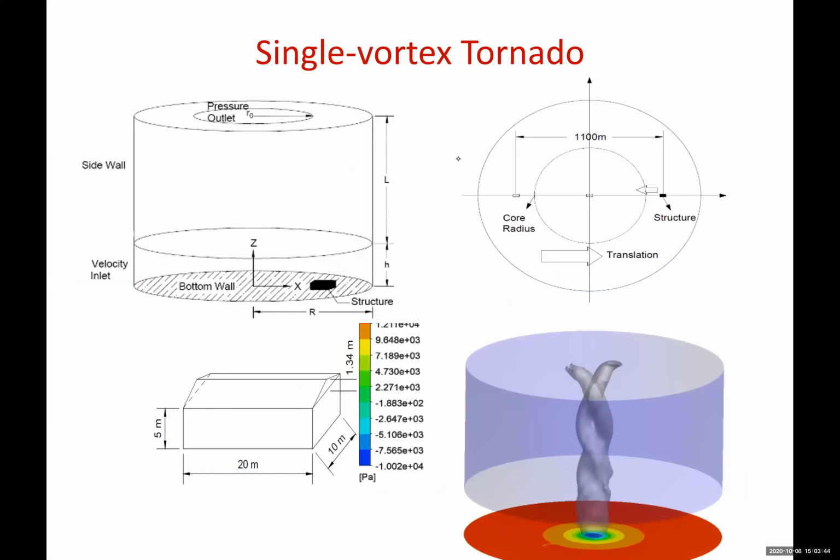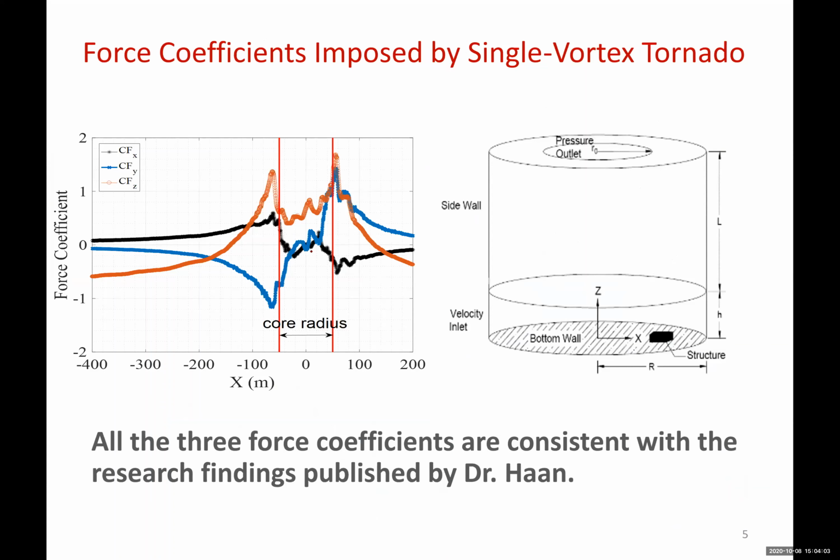In the computational domain of a single vortex tornado, let's include a gable-roofed building and examine the wind effects on the building when the tornado moves from the left to the right. To simulate this, the relative motion is established by moving the building in the opposite direction. These are the coefficients of the total forces in 3 directions when the building moves from one side of the tornado to the other side.